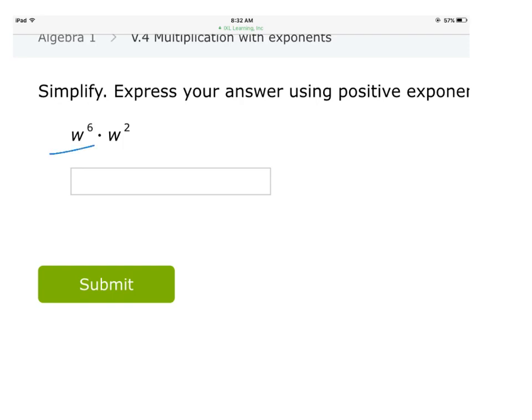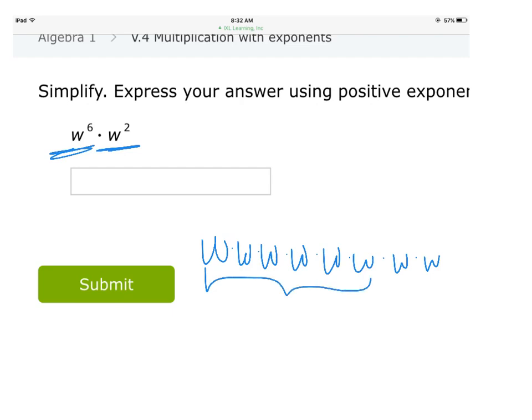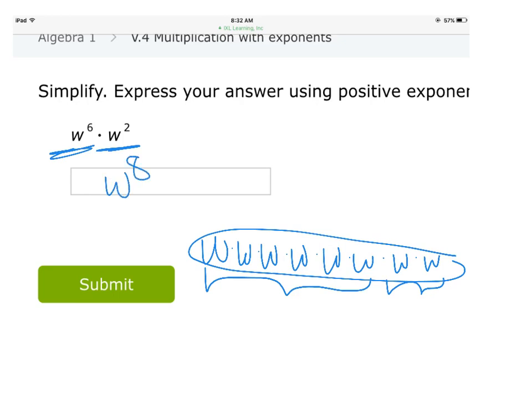We're going to start with w to the 6th power, and I'm going to break this down, which means we're going to have 6 w's. W squared means we have 2 more w's. So these w's represent our w to the 6th, these represent w squared, and then if we add all of the w's up, we'll get w to the 8th power.